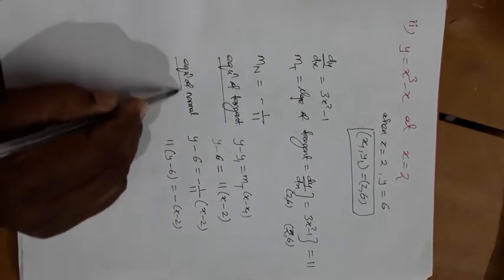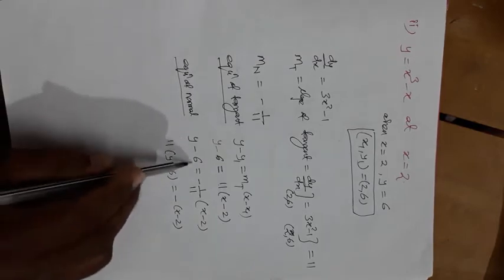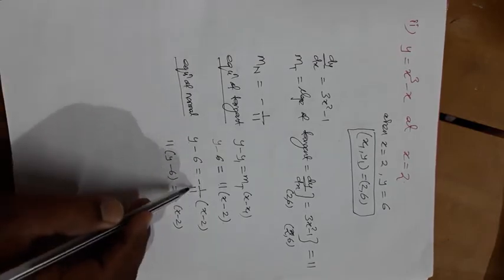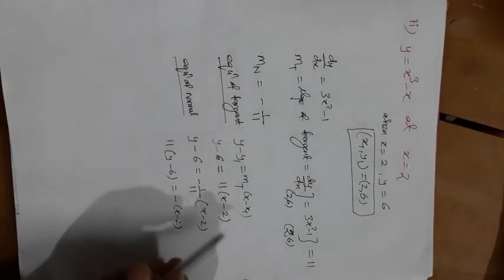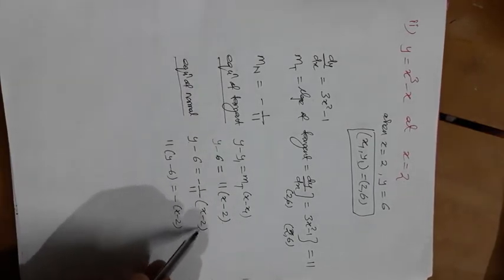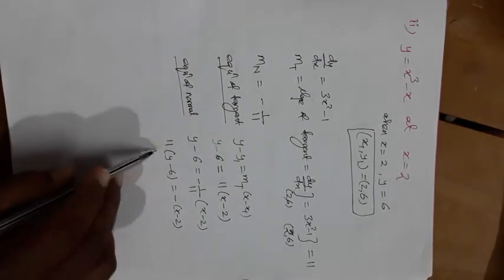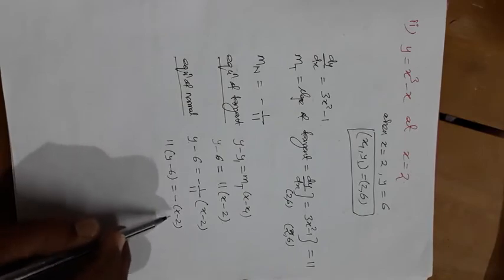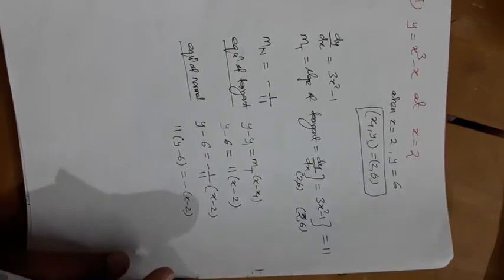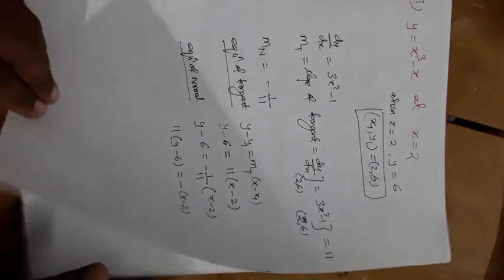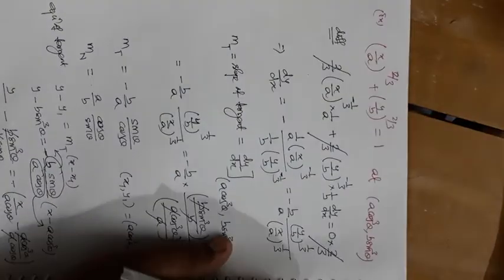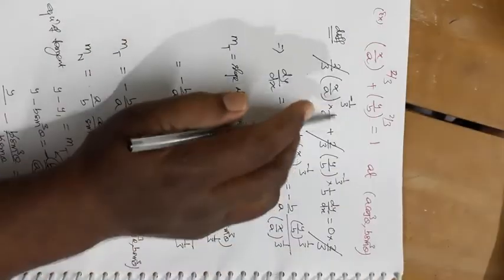Now what is the equation of normal? y minus 6 is equal to minus 1 by 11 into x minus 2. So 11 into y minus 6 is equal to minus into x minus 2. This is the equation of normal. Now you can do some similar problems which I have given for you. Now look at this problem.